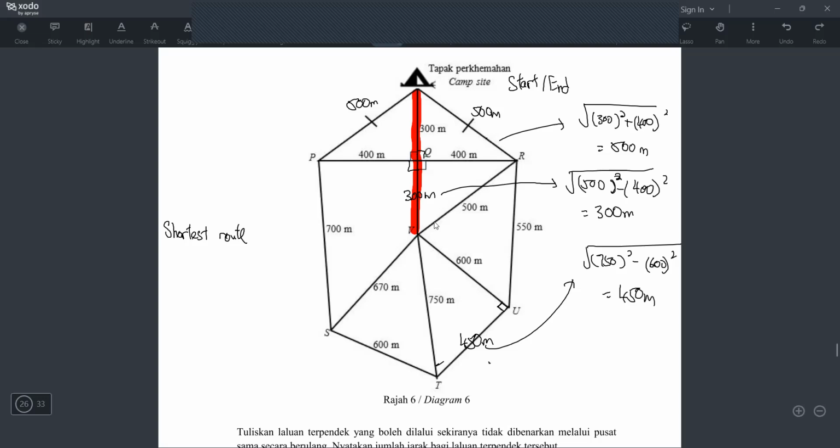Okay, sampai sini I have 4 options: 670, 750, 600, 500. But I have to pass through all the stations, and I cannot repeat the station. So how? If we look at these 4 numbers, the smallest number is 500, right? So I think I will go with 500.